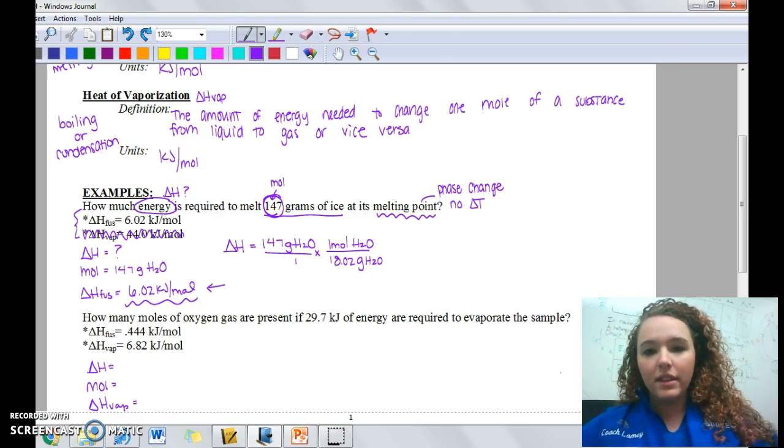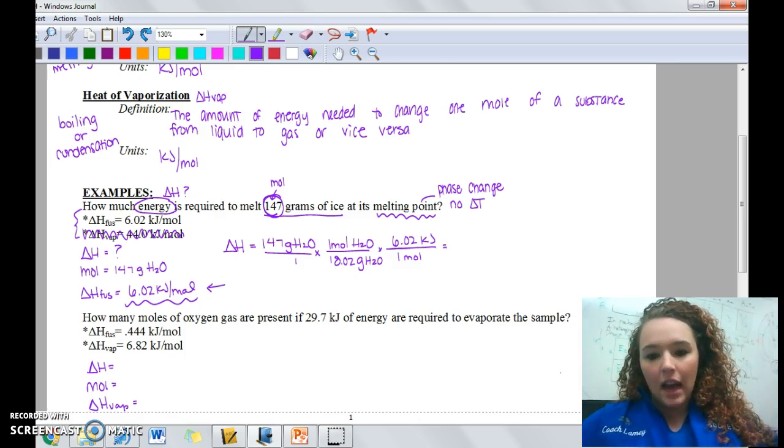Well, we're left with this delta H of fusion constant. So what we can do is take 6.02 kilojoules and put that on top. So we've now canceled out grams, we've canceled out moles, and we're left with kilojoules. And that should make sense because we're looking for delta H, and delta H is just the change in heat, which we're going to measure in kilojoules.